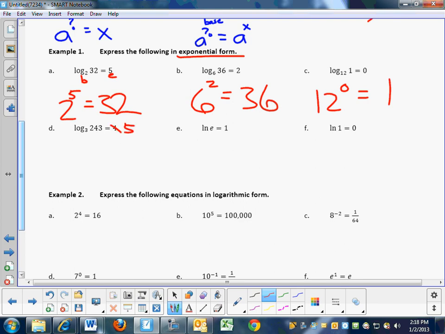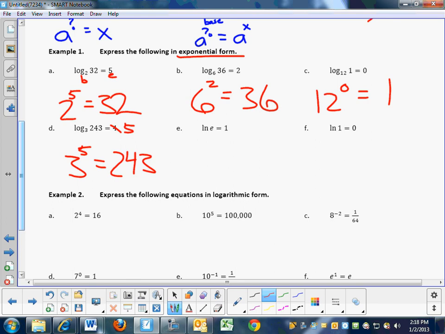For D, change it to 5 on the end. Sorry about that. I write these from scratch and sometimes I make a mistake. What should I do here? 3 to the 5th is 243.